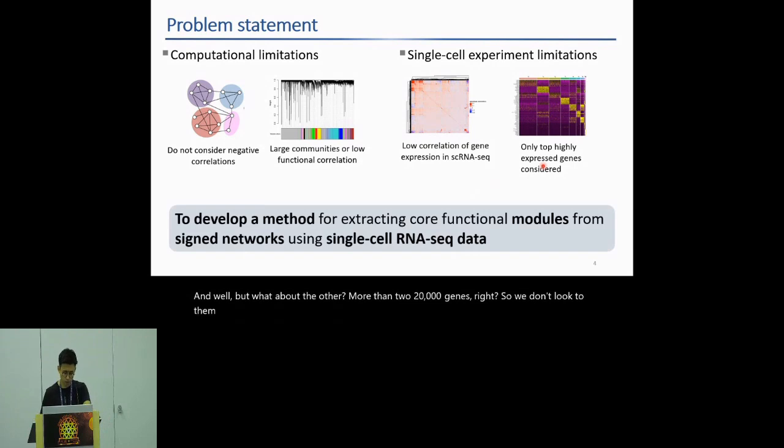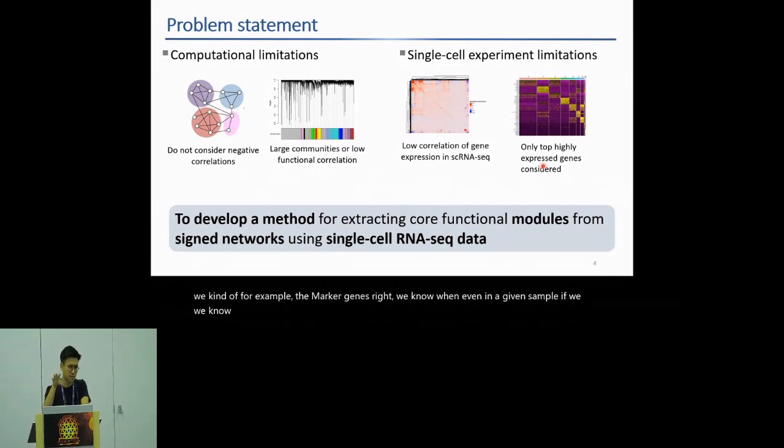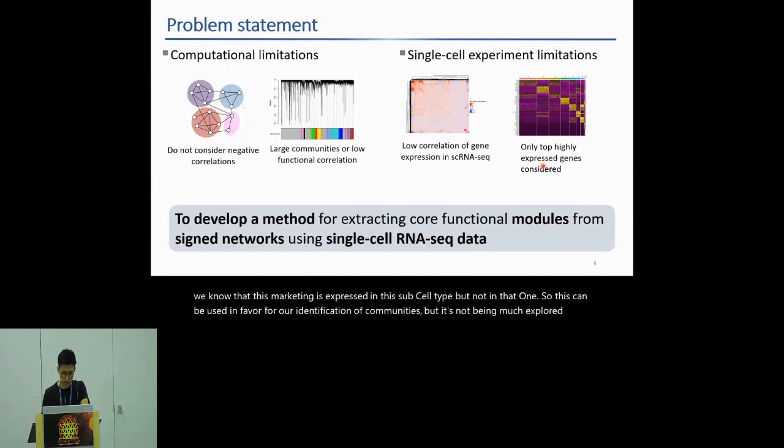So it's necessary to develop a method that can extract functional modules from signed networks using single cell RNA-seq. Here, signed network is because we have positive correlation between genes, but we also have negative correlation, especially in single cell, for example with marker genes. Even in a given sample, we know that a marker gene is expressed in one cell type but not in another. This can be used in favor of our identification of communities, but it's not being much explored. So this definitely can help.